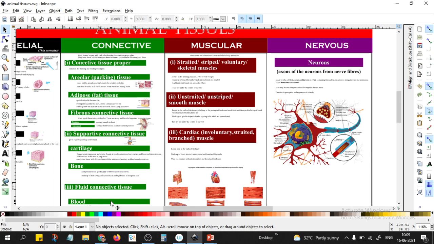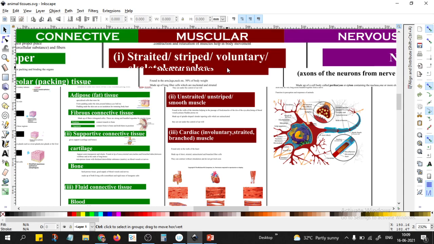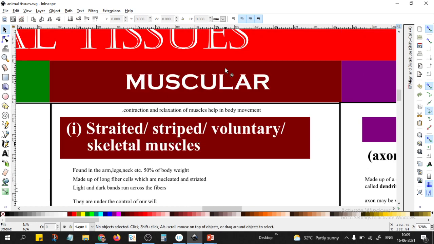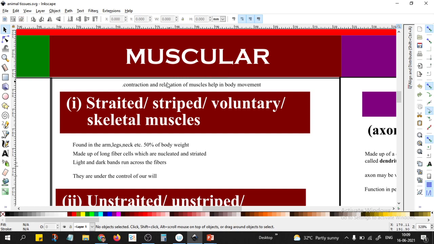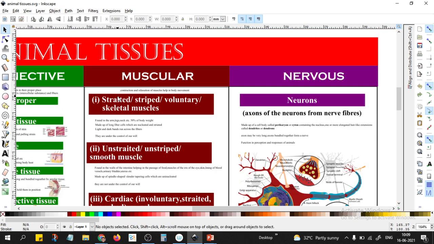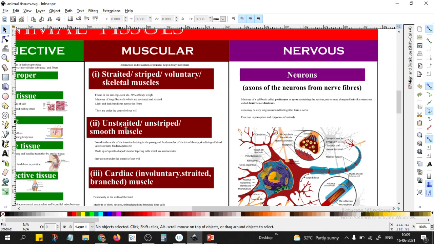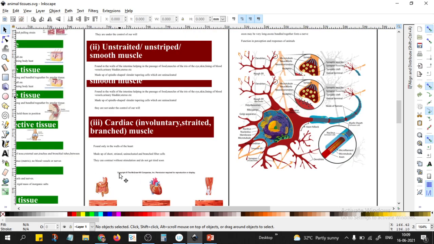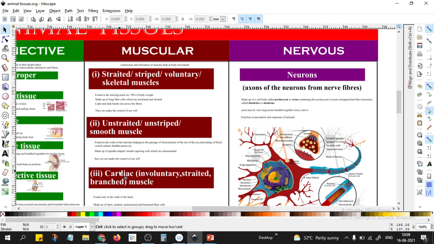Next, muscular tissue. Okay, so the tissue that the muscles are made up of, muscular tissue. It helps in the contraction and relaxation of the muscles. Now there are three types of muscular tissue: striated, unstriated, cardiac. Okay, we will see.